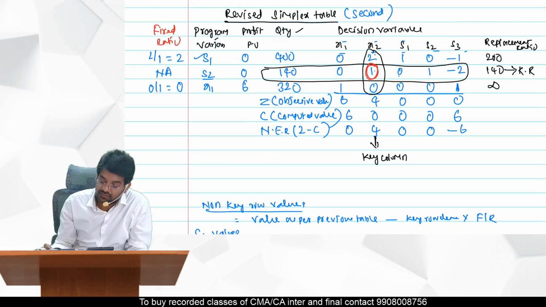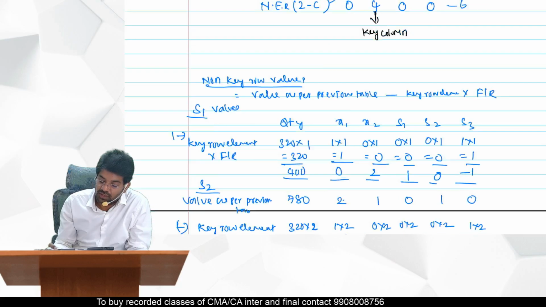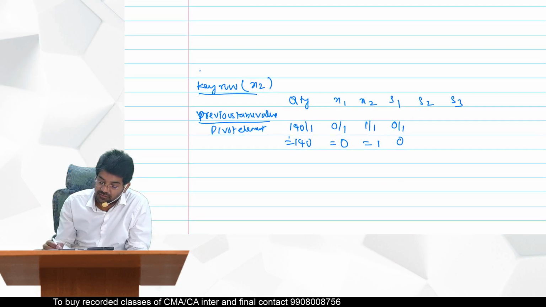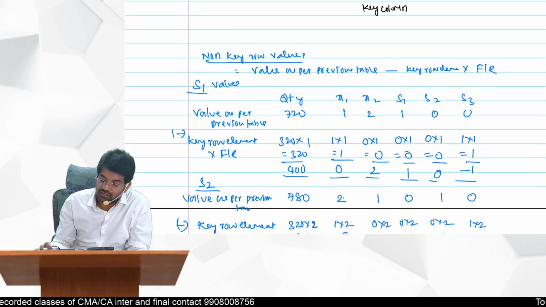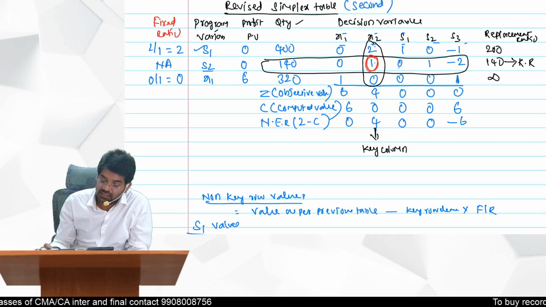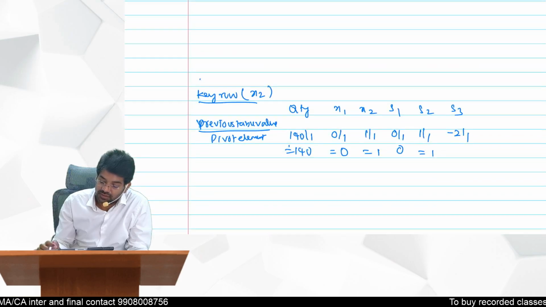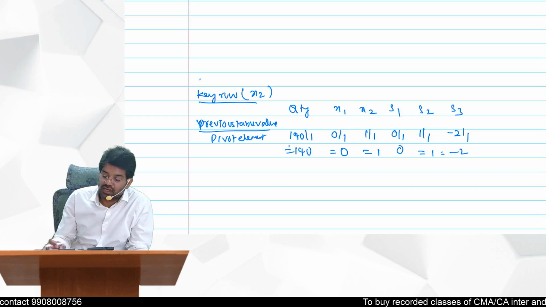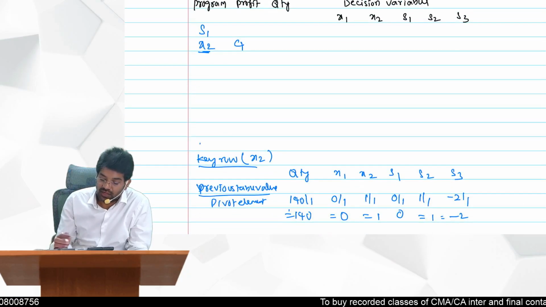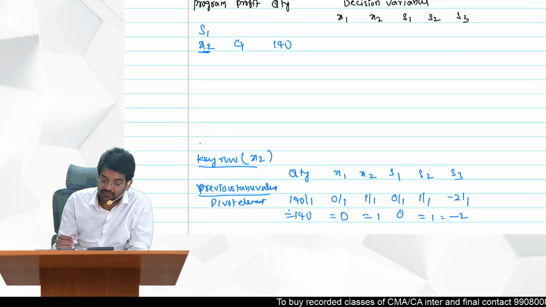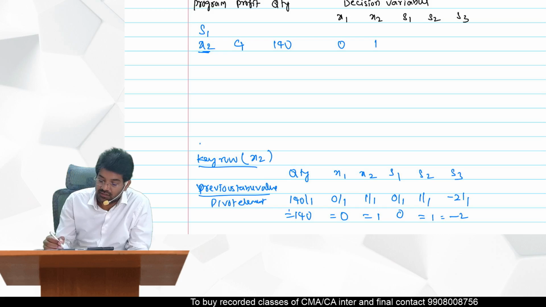1 divided by 1. Minus 2 divided by 1. Minus 2 only, yes, minus 2. So this is our key row, the x2 values. What should we take here? Quantity, how much? 140. x1: 0, 1, 0, 1, minus 2.